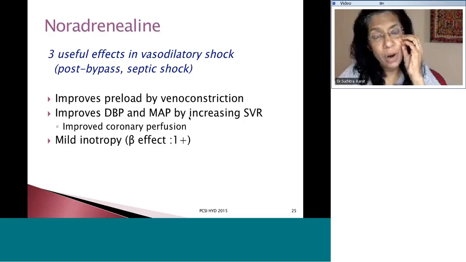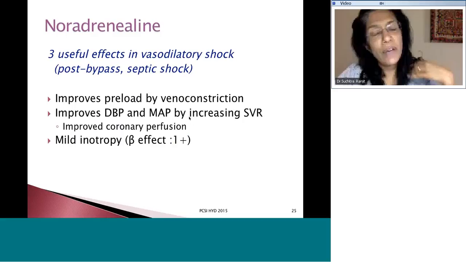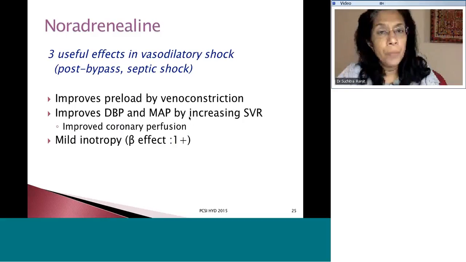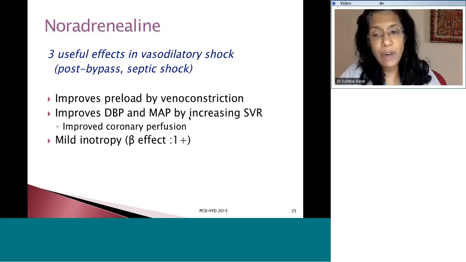Noradrenaline, or norepinephrine, has three very useful effects in vasodilatory septic shock. Just like we saw that milrinone by excessive vasodilatation can decrease preload, noradrenaline by squeezing the dilated vasculature can improve preload. Therefore, it can mimic fluid loading and decrease your fluid requirements. It improves diastolic blood pressure and MAP, and therefore improves coronary perfusion. It has very mild inotropy. Compared to vasopressin, it's a better agent, though of course it comes nowhere close to dobutamine or adrenaline.